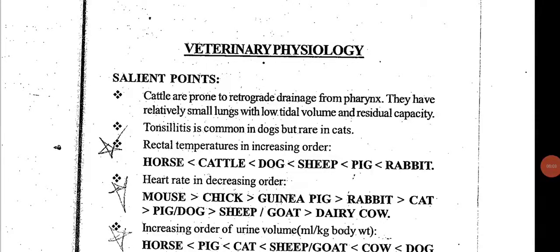Veterinary physiology, brain teasers. Silent points. Cattle are more prone to retrograde drainage from the pharynx because they have relatively small lungs with low tidal volume and residual capacity. Tonsillitis is common in dogs but rare in cats. Tonsillitis is the disease of dogs.